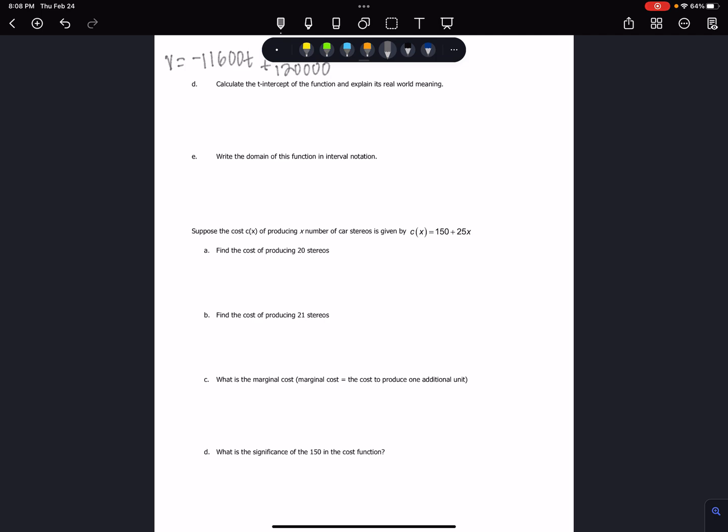Calculate the T intercept. The T intercept, okay, so T comma V. The T intercept is the value of T when the value is 0. So 0 equals negative 11,600 T plus 120,000. I'm going to add 11,600 T to both sides. And then I need to divide by 11,600. And I'm going to get T is approximately, I encourage you to pick up your calculator now. So pick up that calculator and most definitely divide, because you know that I'll make a mistake.